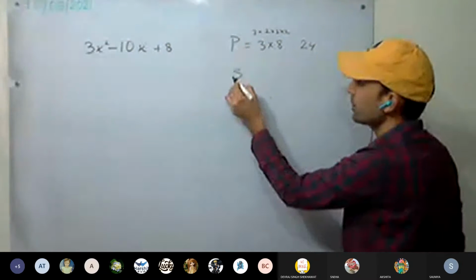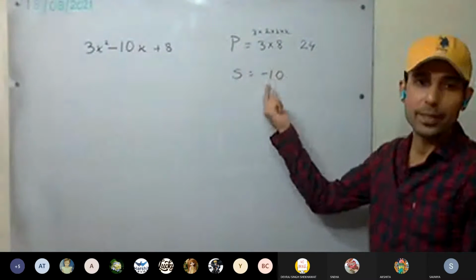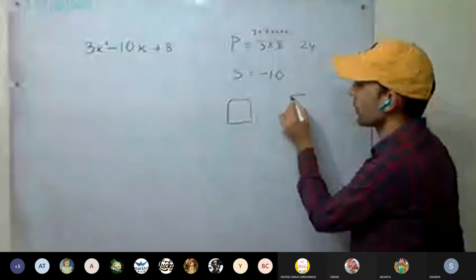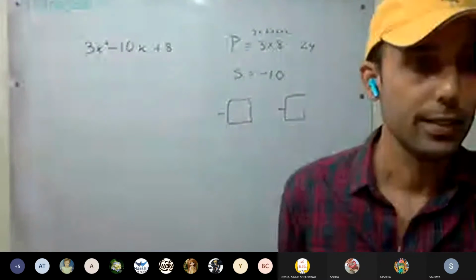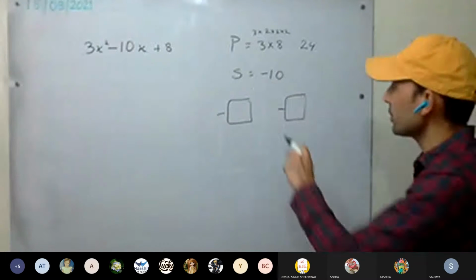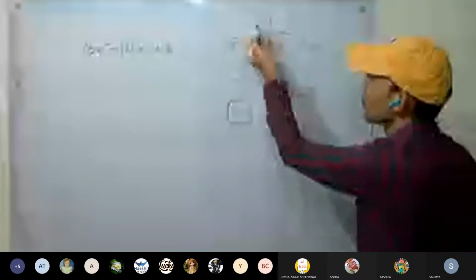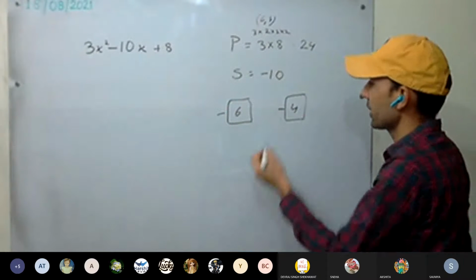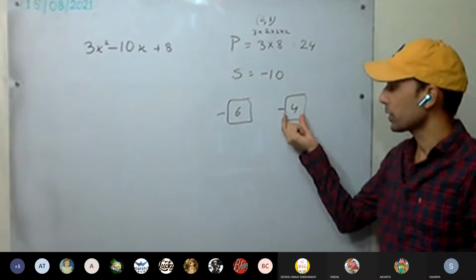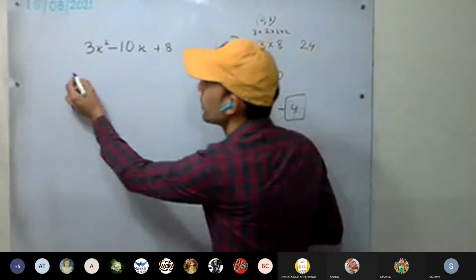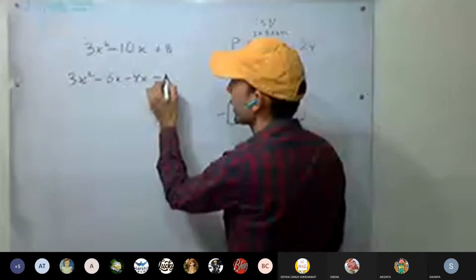Okay, what must be the sum? Sum equal to minus 10. Product is positive, sum is negative. It means what kind of numbers do we have? The product of two negative numbers is positive, and their sum will be negative. So find those two numbers now. 6 and 4 you are getting. So minus 6 into minus 4 is 24, and minus 6 plus minus 4 is minus 10. So 3x square minus 6x minus 4x minus 8.